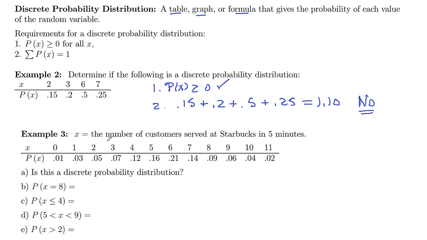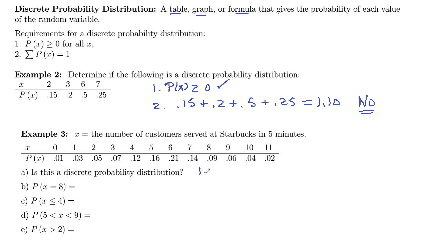So no, this is not a discrete probability distribution. How about number 3 here? X is going to be the number of customers served at Starbucks inside a 5-minute period. So here's possible values, 0 to 11, and then the probability of each one of those values occurring. So this 0.09 is saying probability that 8 customers are served in 5 minutes is 9%. Is this a discrete probability distribution?